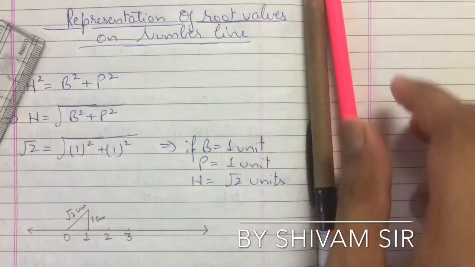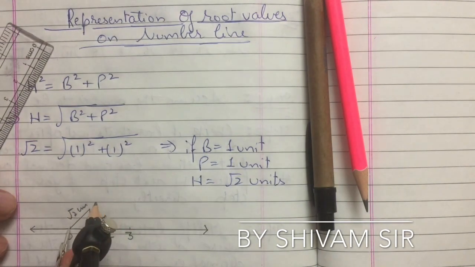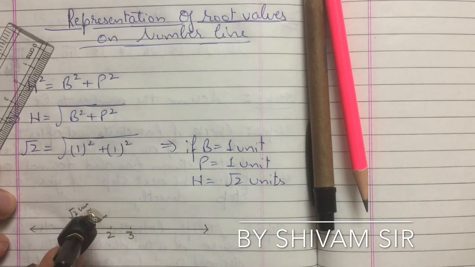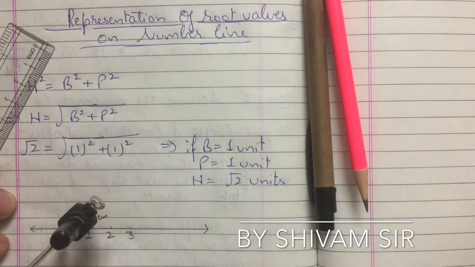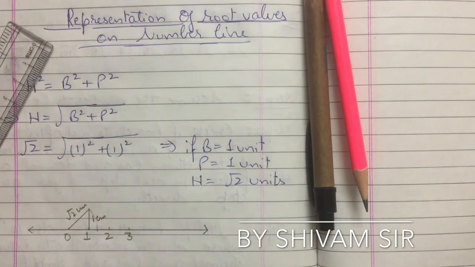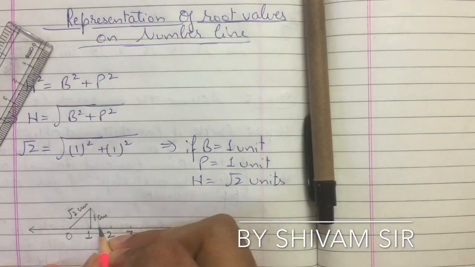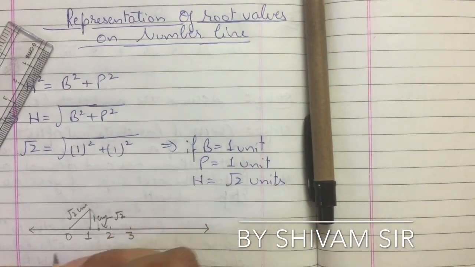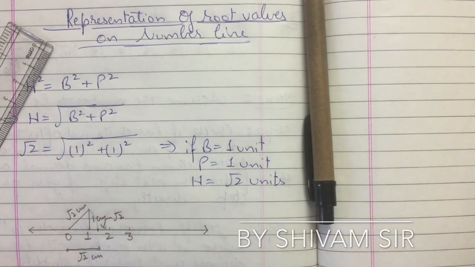So root 2 distance is hypotenuse. So let's measure this distance using this compass. So if root 2 distance is this one, put the compass needle on origin, open it up to this point and cut an arc on this line with the same distance. So the point where this arc intersects this line will be root 2 distance. So this point will be root 2. So this distance will be of root 2 units or root 2 centimeter.